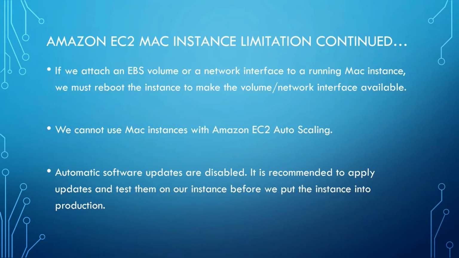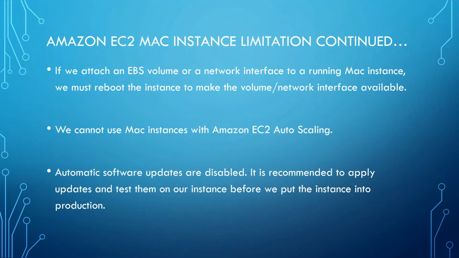If you attach an EBS volume or a network interface to a running Mac instance, do remember to reboot the instance to make the volume or network interface available. We cannot use Mac instances with Amazon EC2 auto scaling now. Automatic software updates are disabled. It is recommended to apply updates and test them on our instance before we put the instance into production.